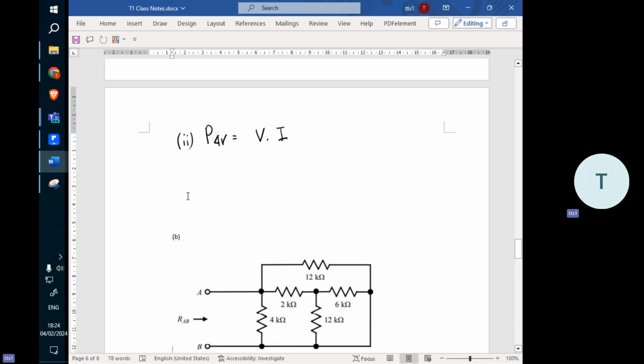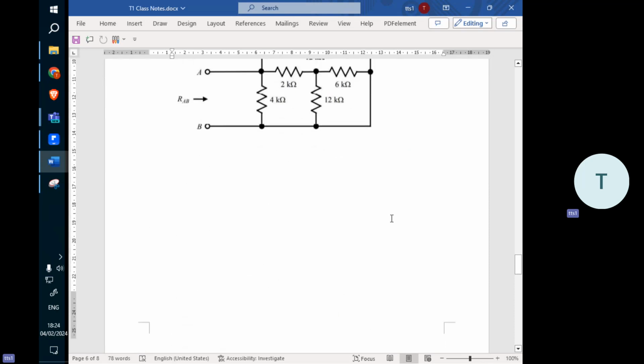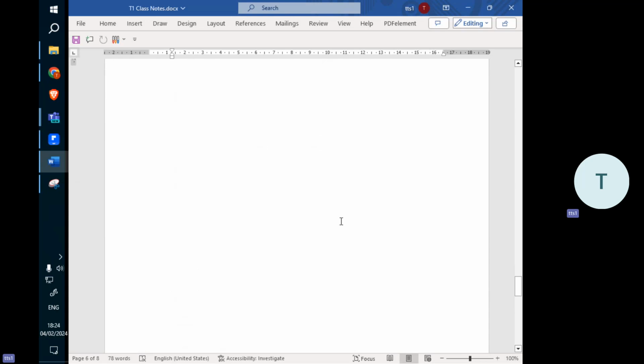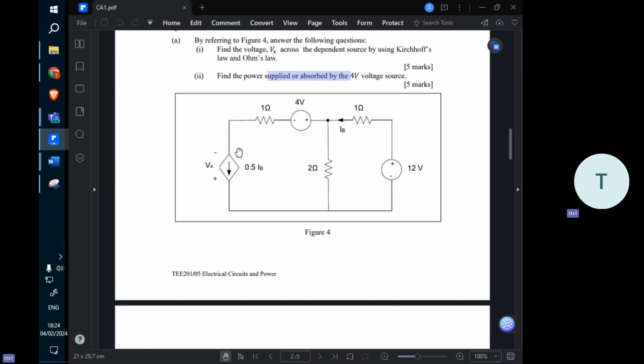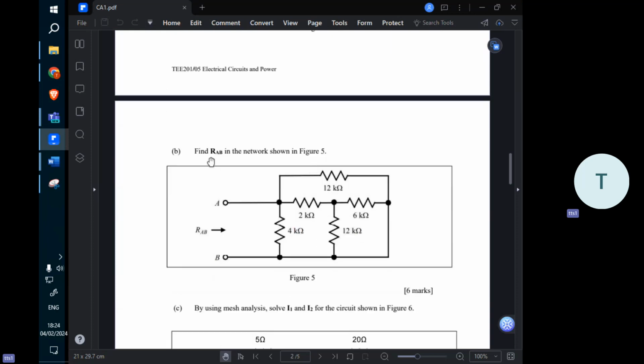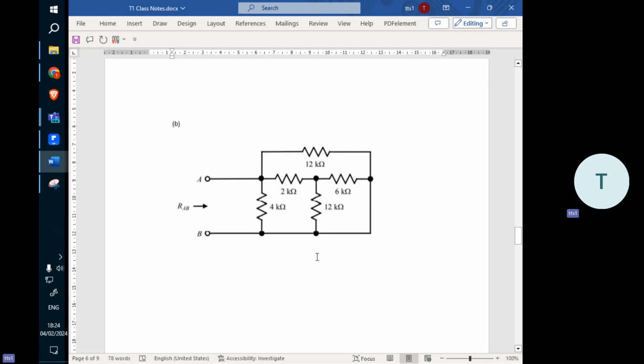And then part B, let me see. I haven't discussed part B yet. So part B is to find the equivalent circuit. Let me see the original. So find the RAB from this network. This is part B.